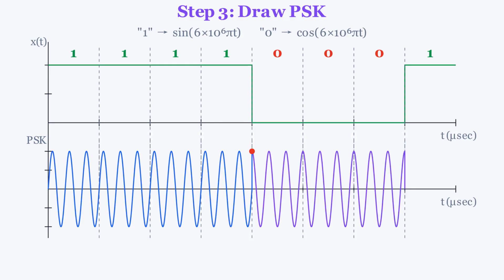At 4 microseconds, the bit flips to 0. The waveform switches to cosine. Same frequency, but the wave now starts at its peak instead of at 0. That is the phase jump. Bits 5, 6, 7 are zeros. 9 cycles of cosine over 3 microseconds. At 7 microseconds, the bit flips back to 1. Another phase jump, back to sine, 3 final cycles. Only 2 transitions in this pattern, at 4 and 7 microseconds. Each one shows an abrupt break in the waveform.